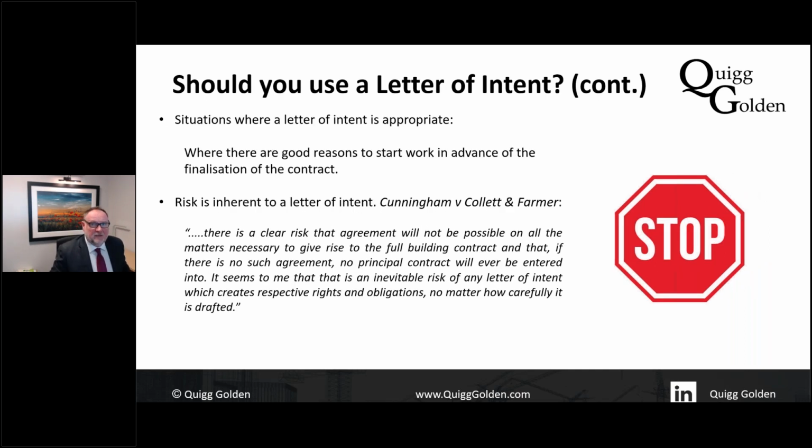So where would you use a letter of intent? Well, there could well be that there are good reasons to start working in advance of the finalisation of the contract. Let's say, for example, we are still negotiating the price for the finishes.